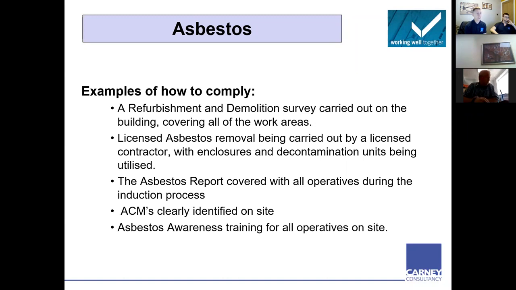The asbestos report covered with all operatives during the induction process. Now that's critical. If you've got any asbestos on your construction site, you must inform operatives. Even if they're not directly exposed to it or going to be working in that specific area, they need to be aware of where it may lie. ACMs being clearly identified on site as well, whether it be a sticker or some sort of visual indicator. And asbestos awareness training for all operatives on site. Like I mentioned, for any building built prior to 2000, all operatives must have asbestos awareness training.